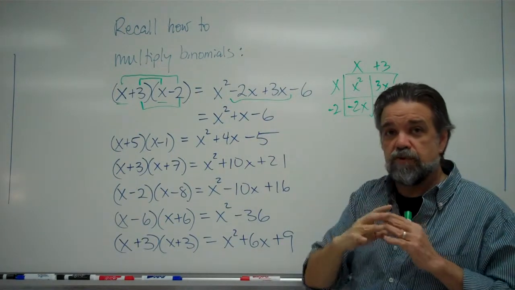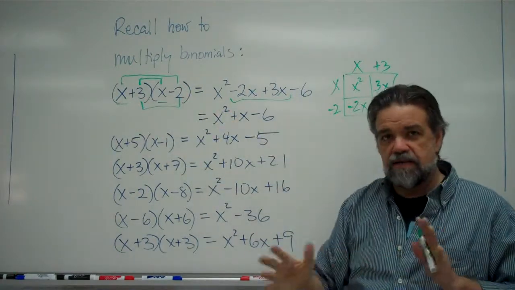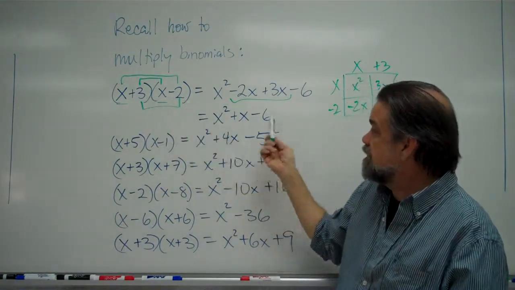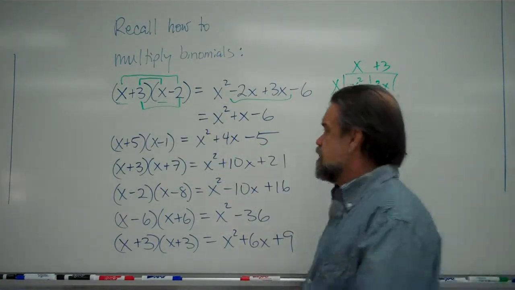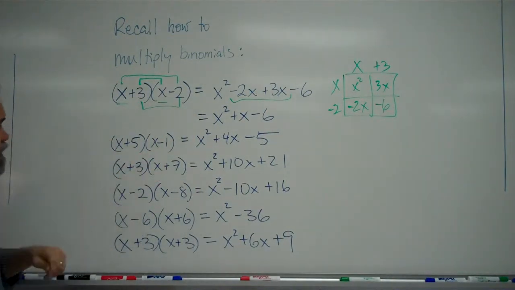And what you'll find is it works for any number at all, that this and this are identical. It's an identity, okay? These mean the exact same thing. Next one. We have x plus 5 times x minus 1.